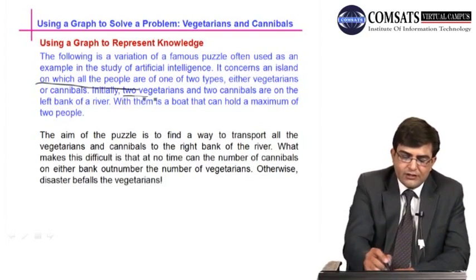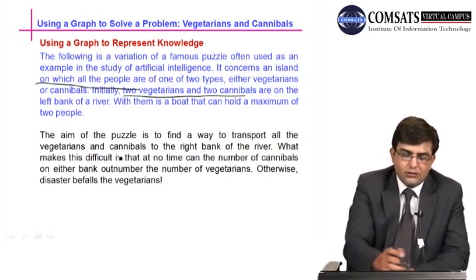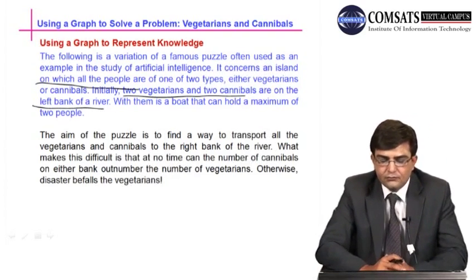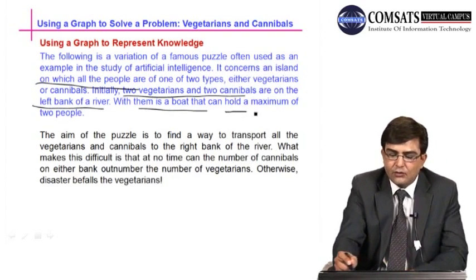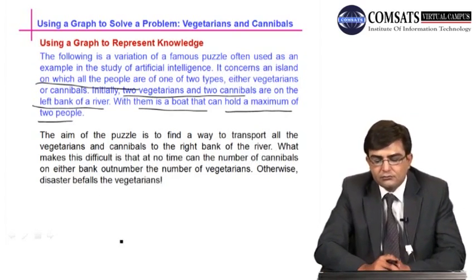So initially 2 vegetarians and 2 cannibals are on the left bank of the river. With them is a boat that can hold a maximum of 2 people.